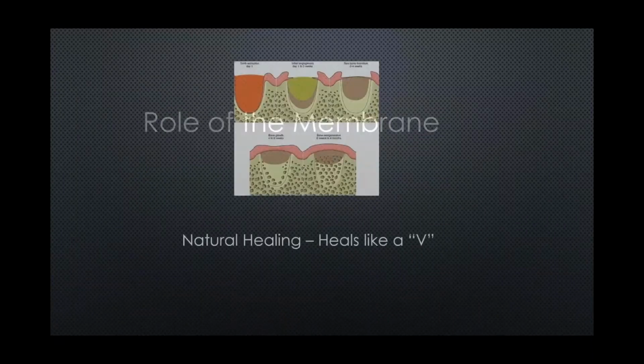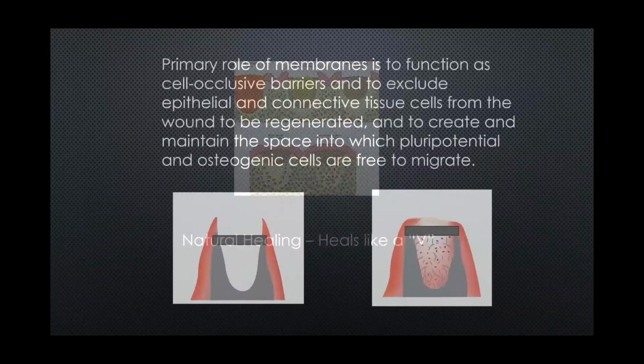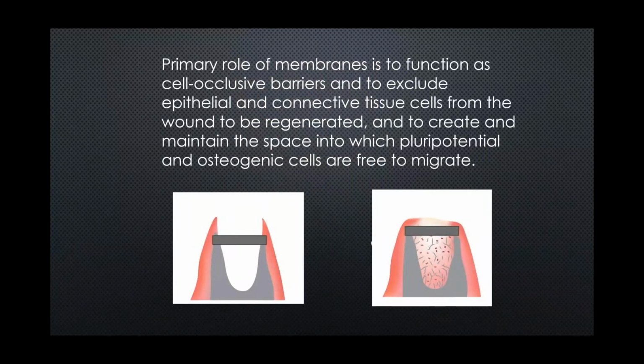Well, the role of the membrane is that whenever we take a tooth out, the socket heals like a V from the bottom up very, very slowly, and from the top in from the gum at the same time. So what we want to do is hopefully let that bone grow from the bottom up and help prevent against that soft tissue growing in from the top. And that's the purpose of a membrane. If we take a tooth out, place a membrane on the top of that socket, hopefully we allow all the bone to grow from the bottom up and prevent all that soft tissue growing in from the top down.